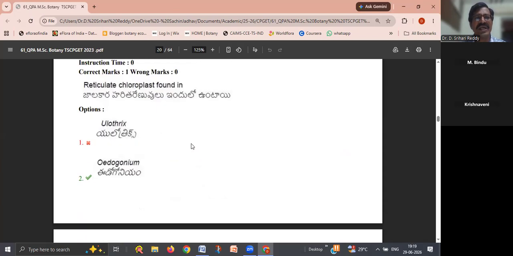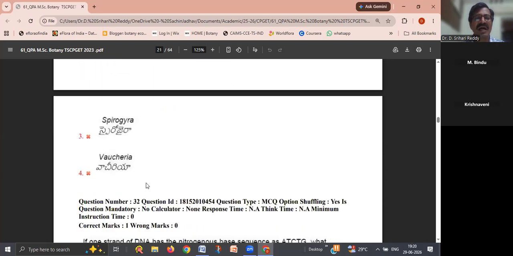Next, reticulate chloroplast is found in. So we see the chloroplast in algae and in bryophytes, pteridophytes, and in the angiosperms. But since they are asking about the reticulate chloroplast, in our syllabus we have Ulothrix, Oedogonium, Spirogyra, Vaucheria.